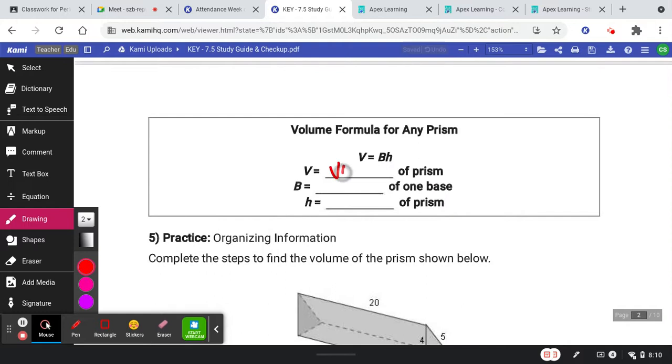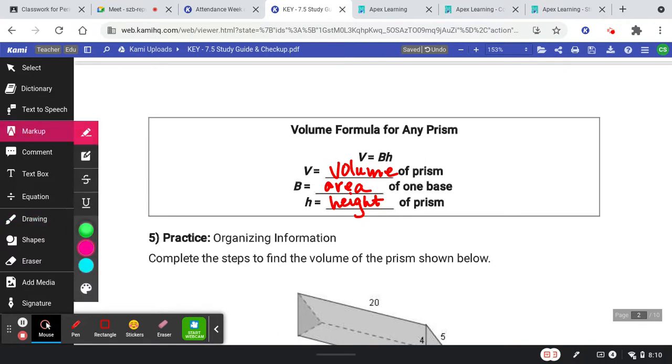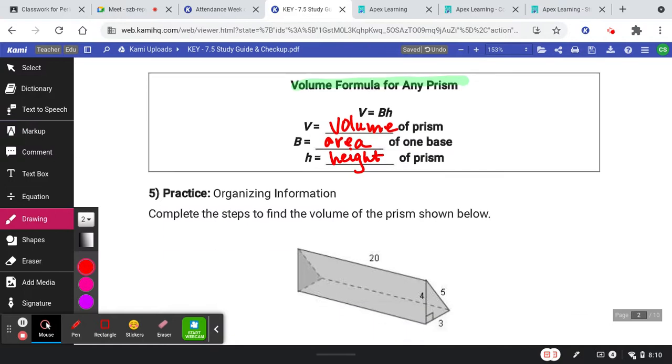Obviously, V stands for the volume. B stands for the area of one base, like earlier this week, base area. And then H stands for the height. And they're actually giving us a picture here of the same prism we did the surface area of in our study guide earlier this week. Notice it's still a 3, 4, 5 triangle here at the base. There's base 1, and here's the other base. So a 3, 4, 5 right triangle is our base.